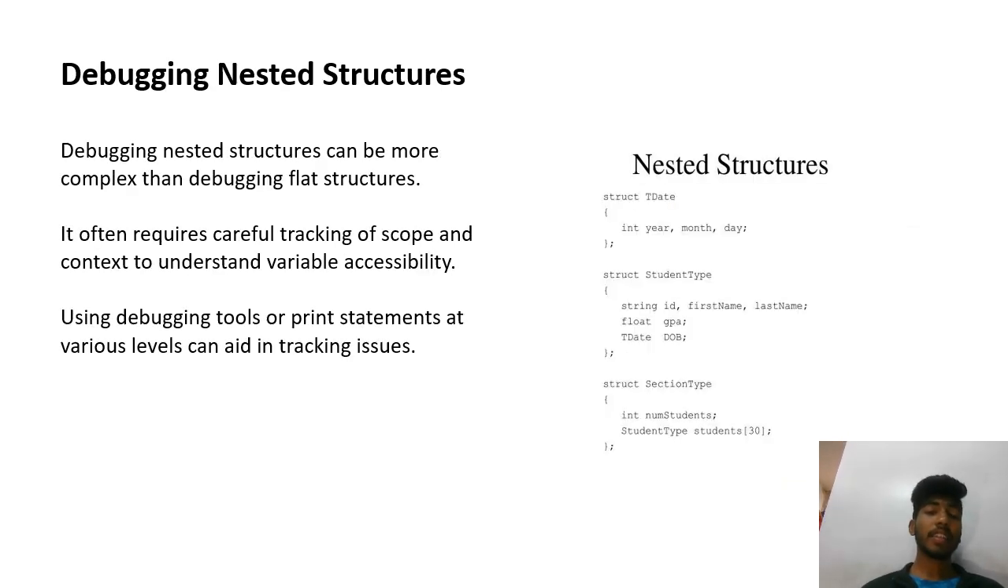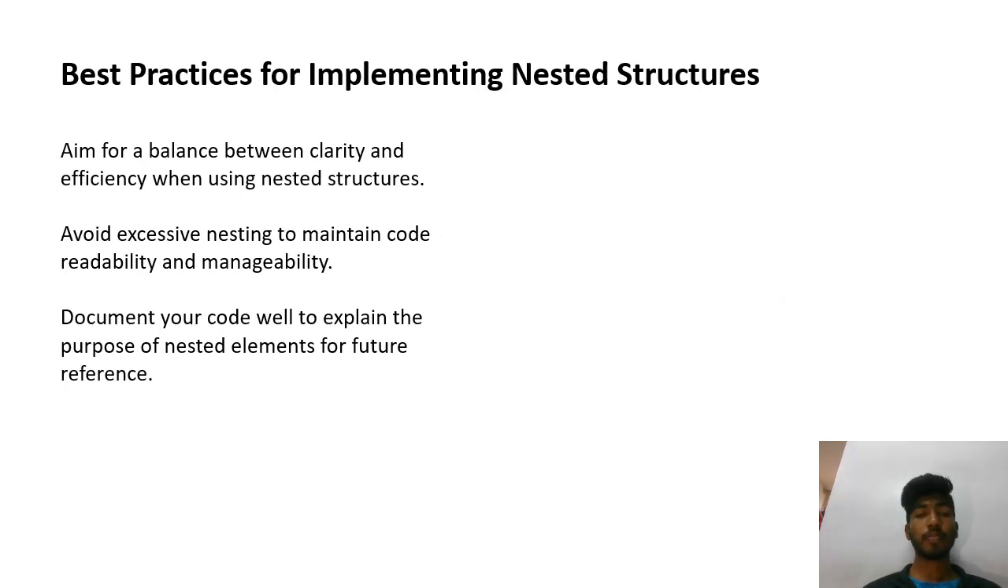Debugging nested structures. Debugging nested structures can be more complex than debugging flat structures. It often requires careful tracking of scope and context to understand variable accessibility. Using debugging tools or print statements at various levels can aid in tracking issues.